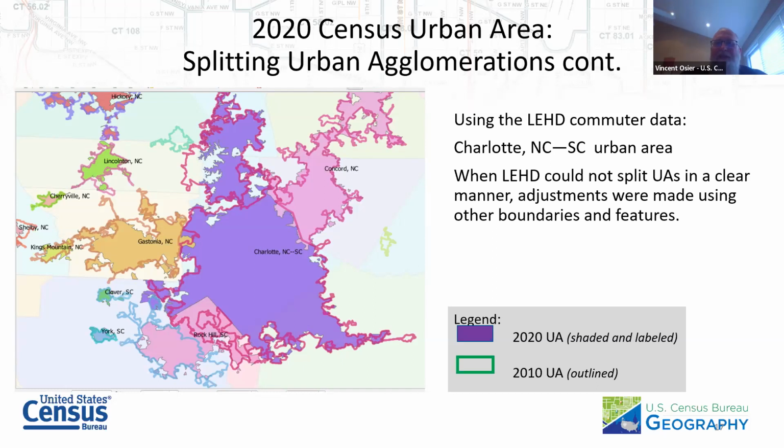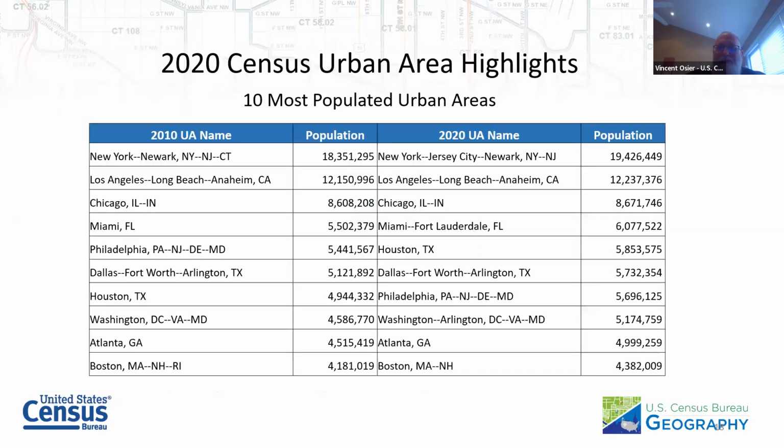This is the Charlotte, North Carolina, South Carolina area, and just take note of the Rock Hill area down to the south. According to the commuting data, it changed pretty drastically between where the split is, and it ends up being coincident more or less with the county and state boundaries. So just something to take note of. Let's jump to the tables quick.